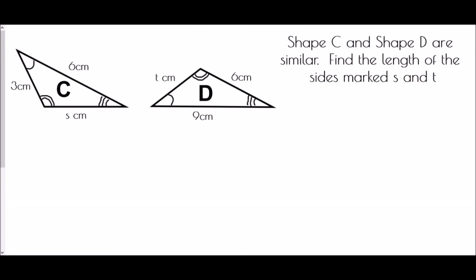See if we can do the same with these two shapes. So I've got two triangles here, and it tells me that shape C and shape D are similar. Find the length of the sides marked S and T.